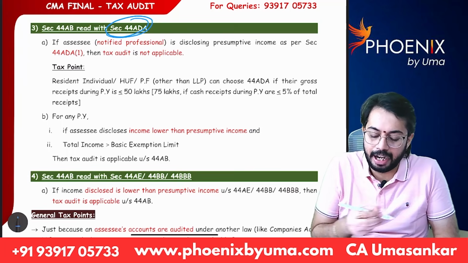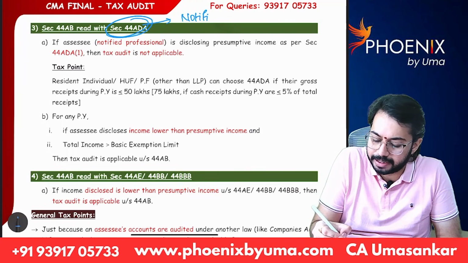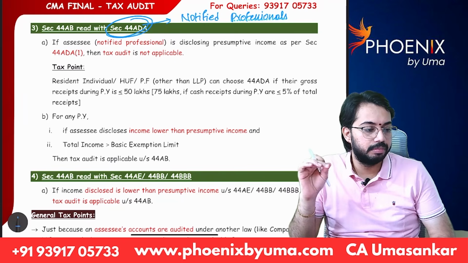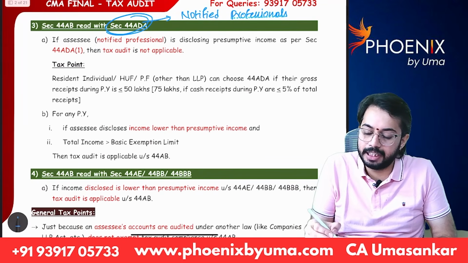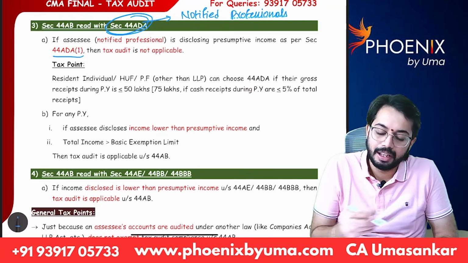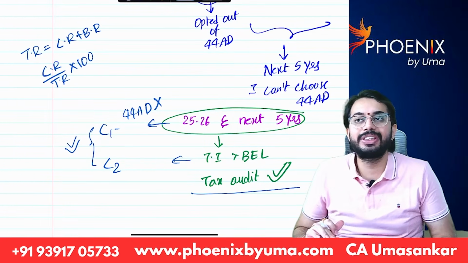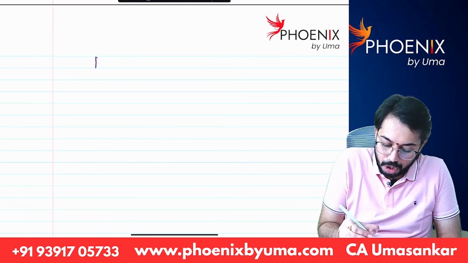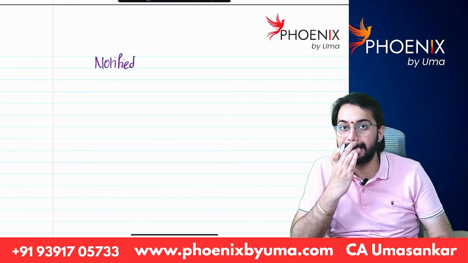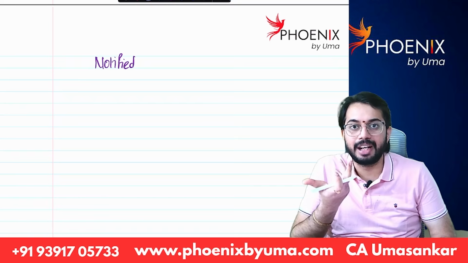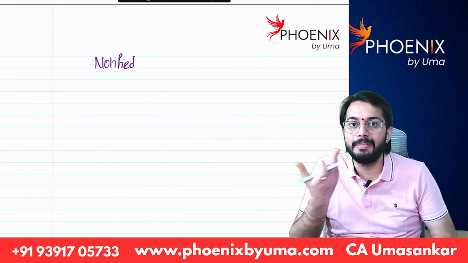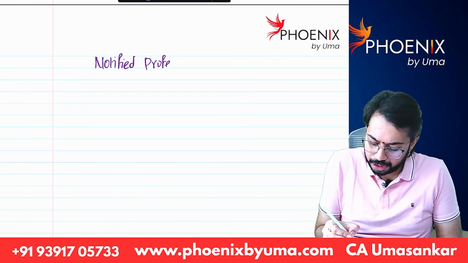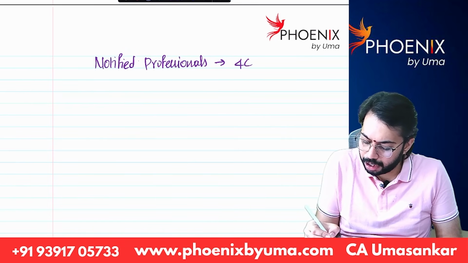Section 44AB read with section 44ADA. Generally, 44ADA is for notified professionals. If the assessee is disclosing presumptive income as per section 44ADA(1), then tax audit is not applicable. See, who can choose 44ADA? Notified professionals can choose 44ADA, correct? Who are notified professionals? Chartered accountant, lawyer, cost accountant, company secretary, interior designer, film artist, authorized representative, all these will be treated as notified professionals, correct? So, notified professionals can choose 44ADA.